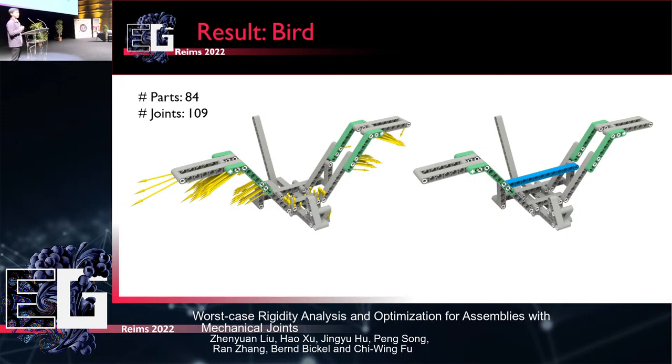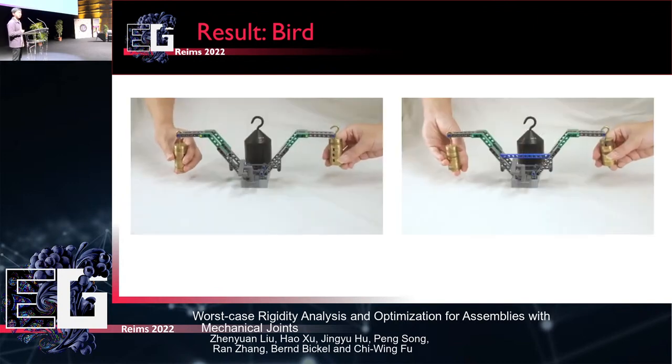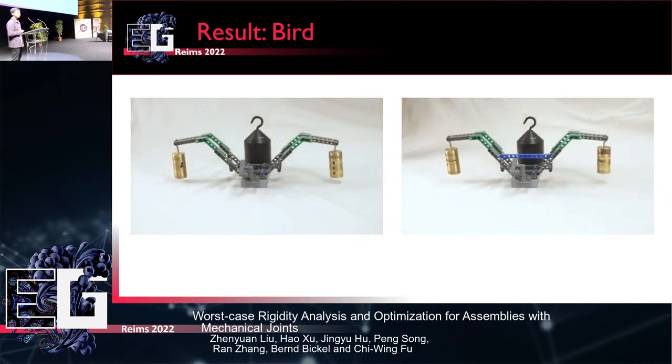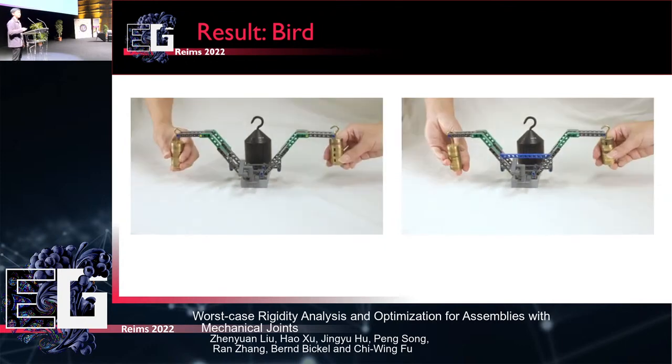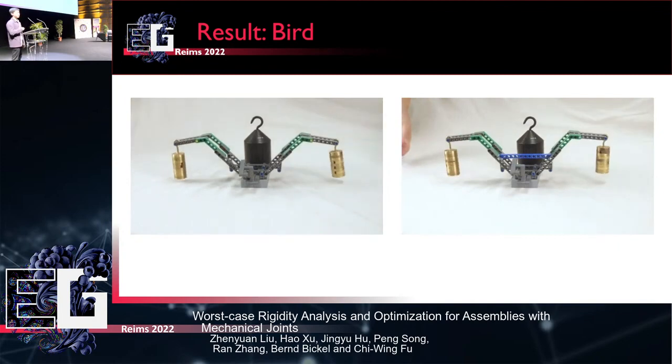The yellow arrow shows the worst case deformation. We can use our method to find that we can add a horizontal beam to reinforce it, which is the one in blue, and we have some video clips for comparison. You can see that after reinforcement, we apply the same load as in the initial configuration, and the deformation is much less.